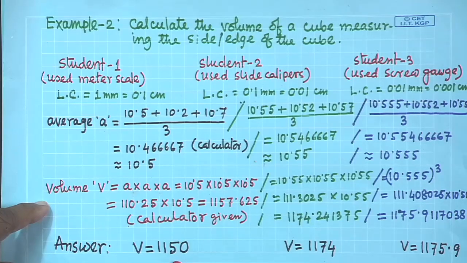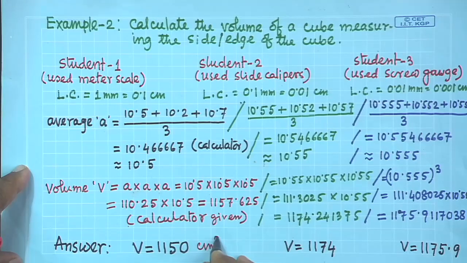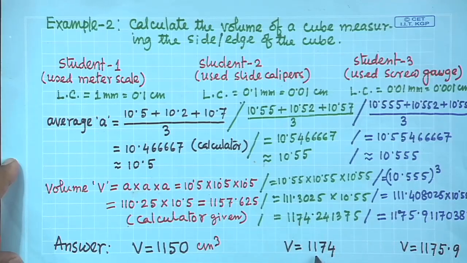For student 1 the answer should be 1150 cm cube, of course if it is in centimeter. For student 2 the answer will be 1174 cm cube, and for student 3 the answer is 1175.9. So, actually the calculator was giving this type of number, and how to write the result is what we are discussing.